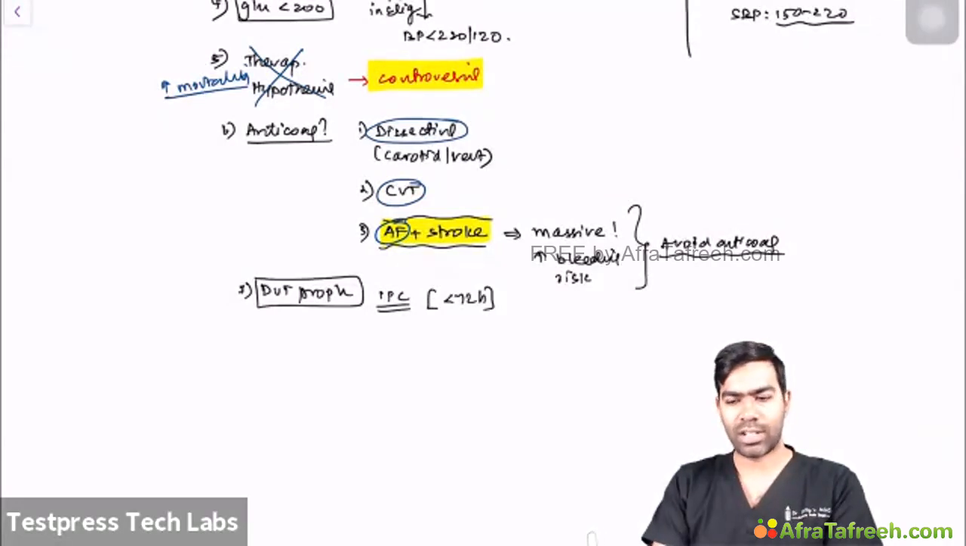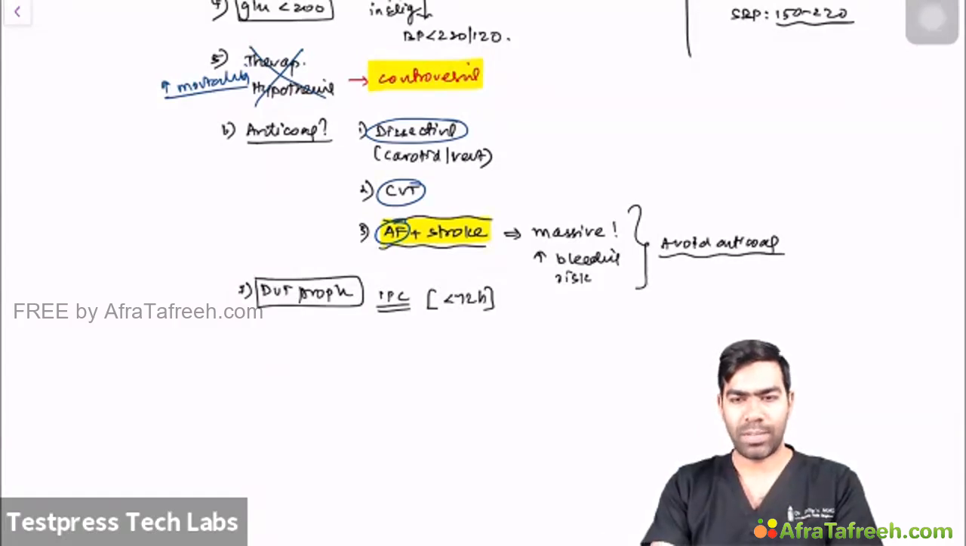Beyond 72 hours, there is good evidence that clots would have already formed, and giving IPCs after 72 hours is only going to increase the risk of embolism from the small deep vein clots also. So if you want to give IPC, you give it within 72 hours. In cardioembolic stroke, how long to give anticoagulants? That depends on the AF.